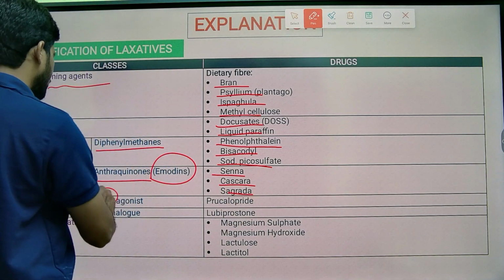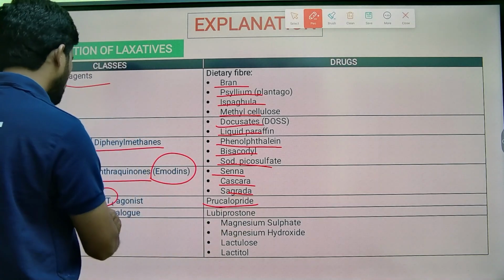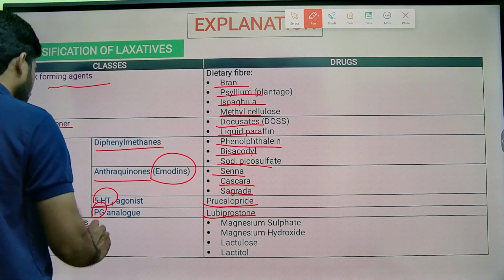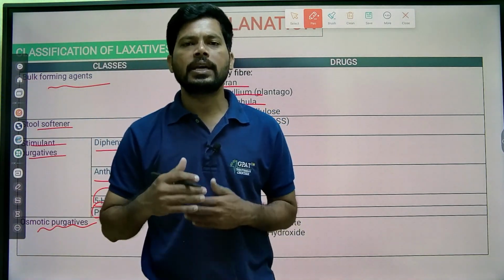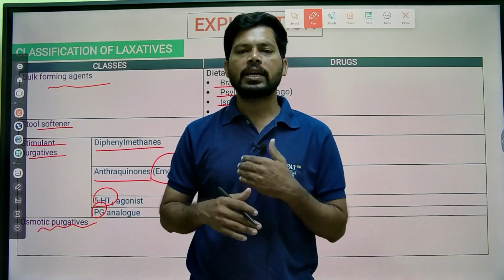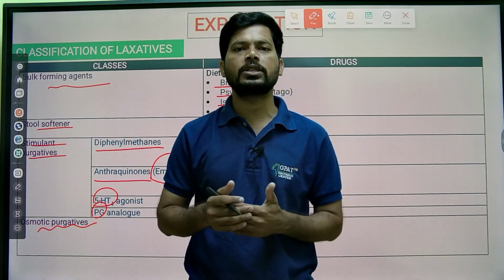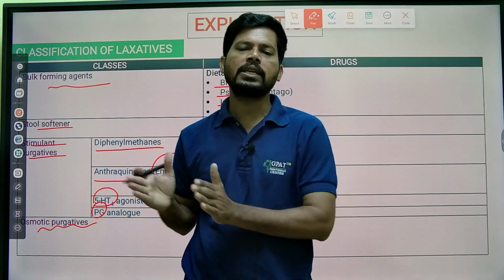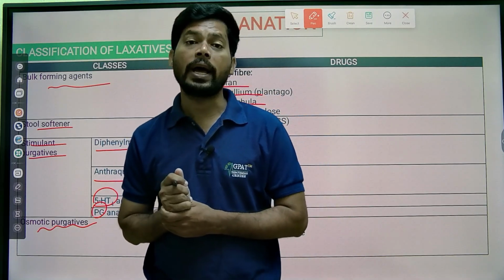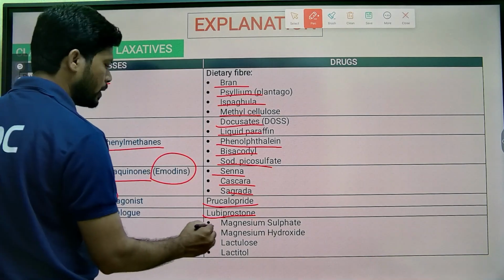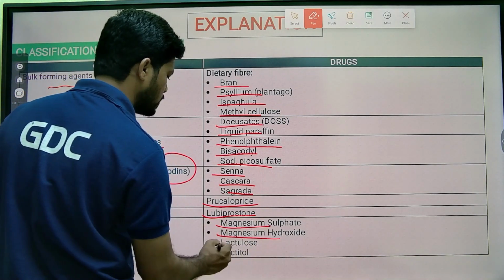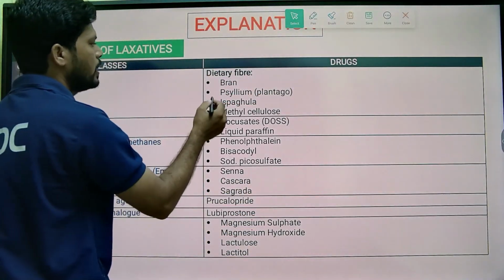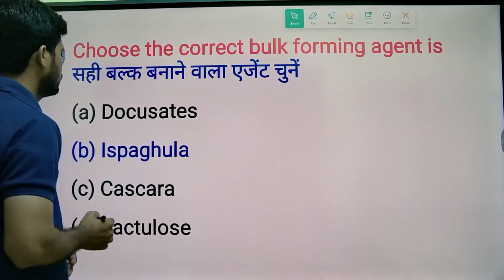Serotonin type 4 receptor agonist prucalopride, and the prostaglandin analog lubiprostone. Next, osmotic purgatives. Purgatives and laxatives increase easy elimination of fecal matter by increasing water content in the fecal matter. In constipation, the stool is very hard, but these drugs make it soft and it is eliminated easily from inside the body to outside through the anal canal and rectum. Osmotic purgatives include magnesium sulfate, magnesium hydroxide, lactulose, as well as lactitol. Okay, the bulk forming agent is here. According to our question, the answer is ispaghula.